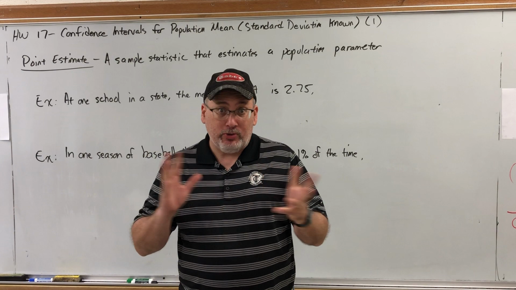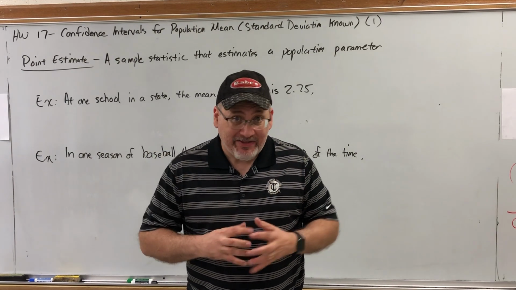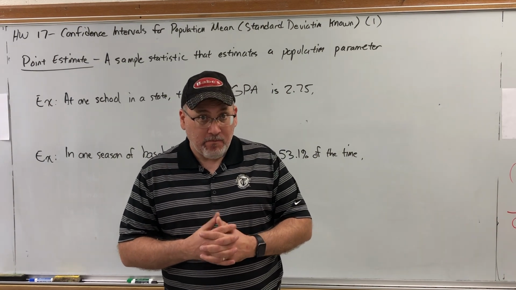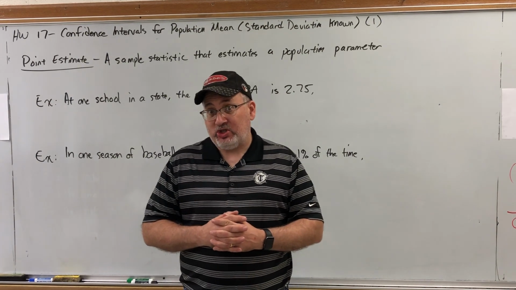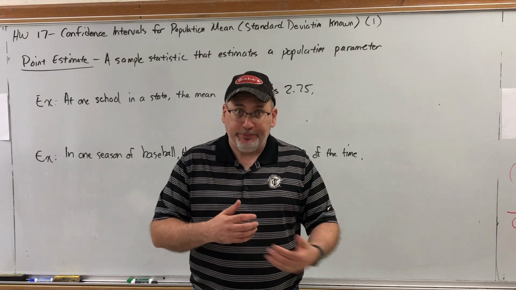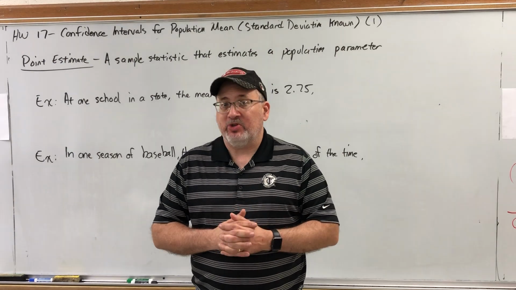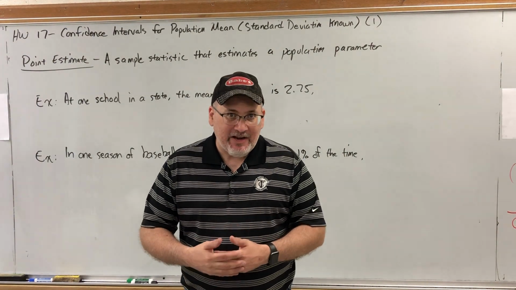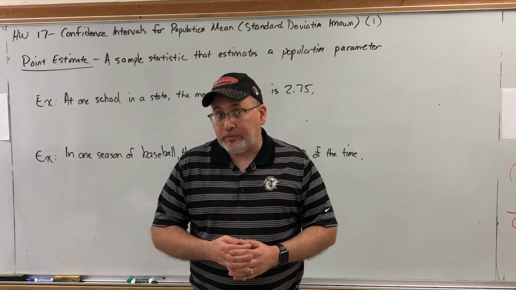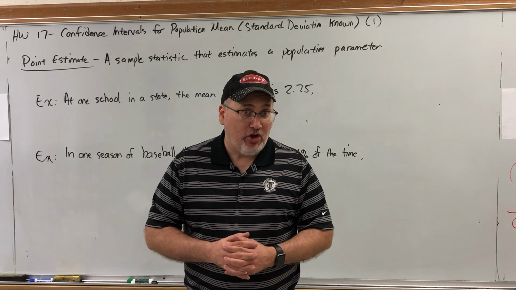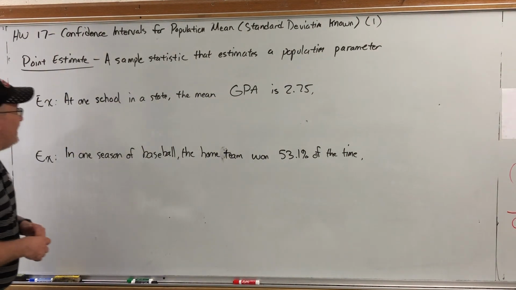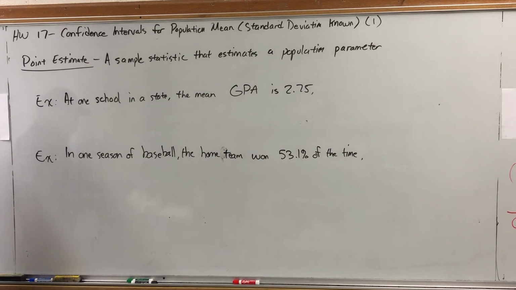Populations are usually either too large or too dynamic, in the sense that they're changing, to actually measure them accurately. However, using statistics, we can measure a sample and then claim things about a population. One thing we're going to be doing in the next two series of videos is estimating a value for a population based on what we know about a sample. And we're going to do this by building something called a confidence interval. But before we get to that, I need to define what a point estimate is.